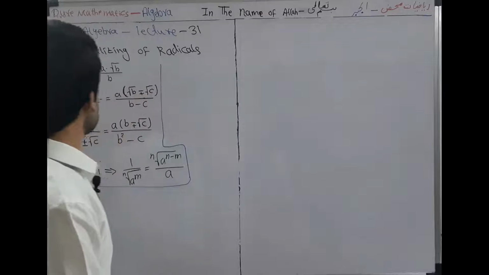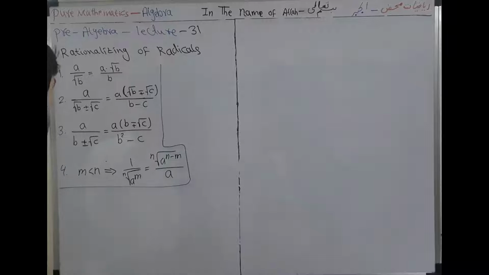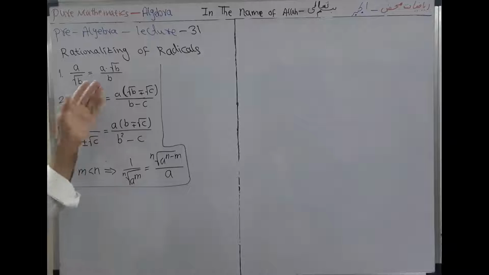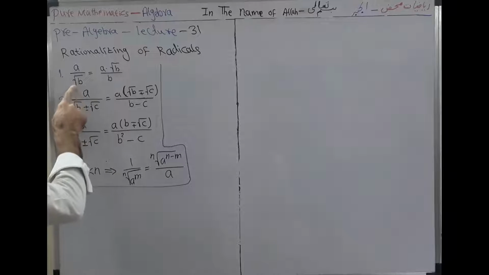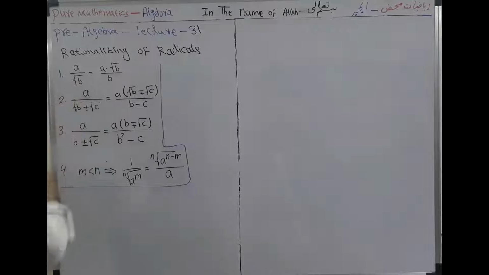In this lecture we will explain rationalizing of radicals. It means if we have this kind of radical, a over square root of b, how to remove the radical from the denominator. Also here we have square root of b plus minus square root of c.